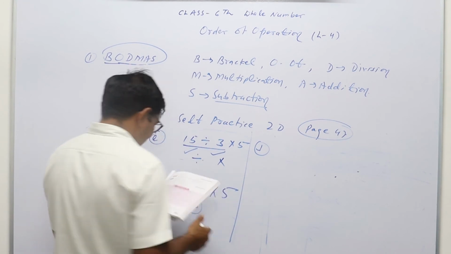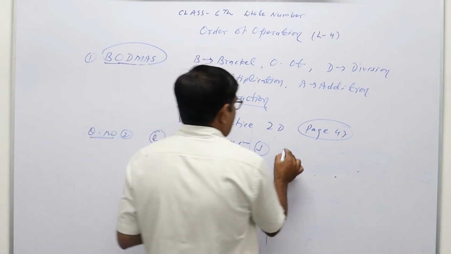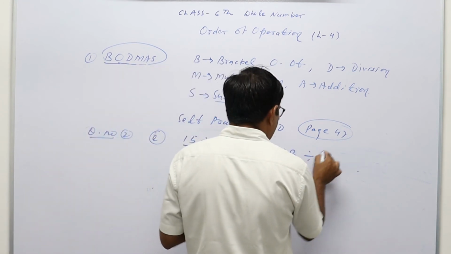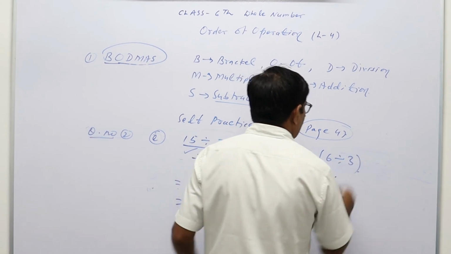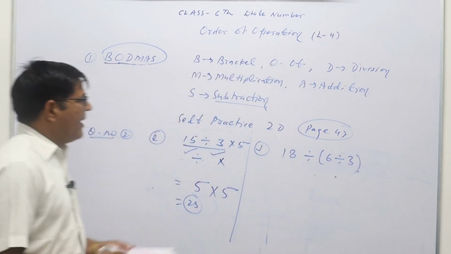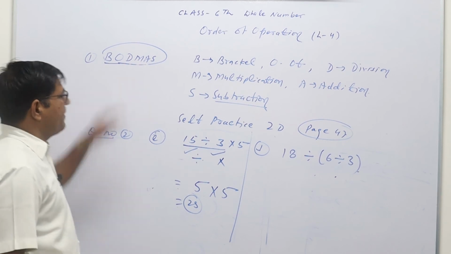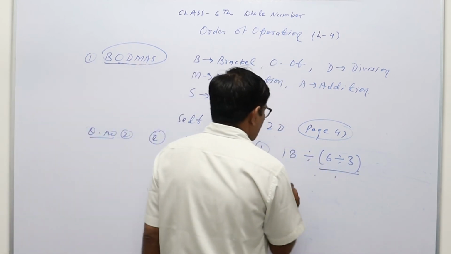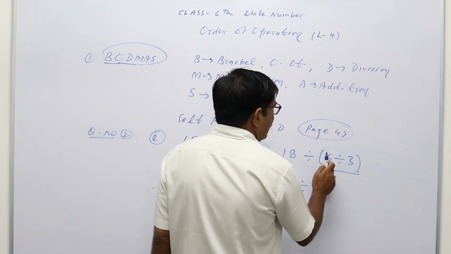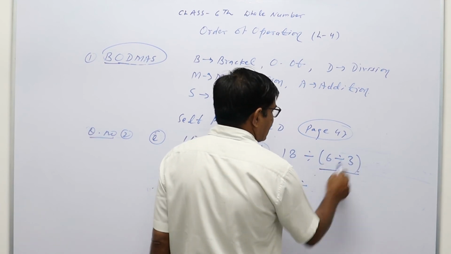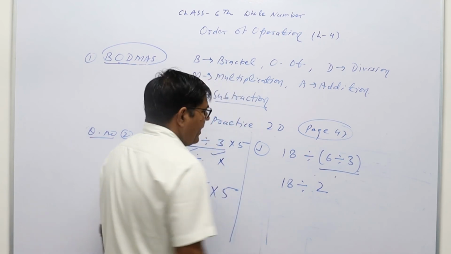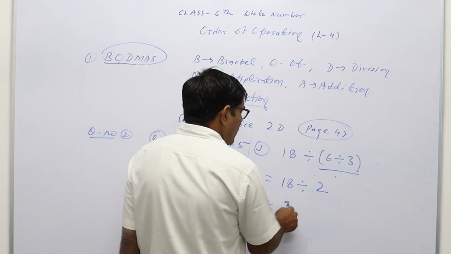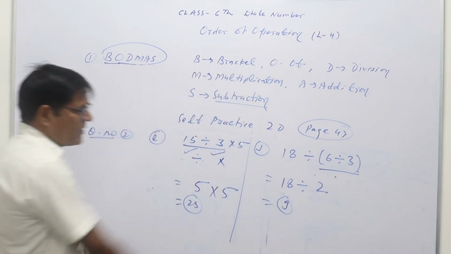Next question, J. 18 divided by 6 divided by 3. One operation is divide, another is bracket. So first of all we will do bracket off. So 18 divided by (6 divided by 3), 6 divided by 3 is 2. Now 18 divided by 2 is 9. So please pause the video and note down.